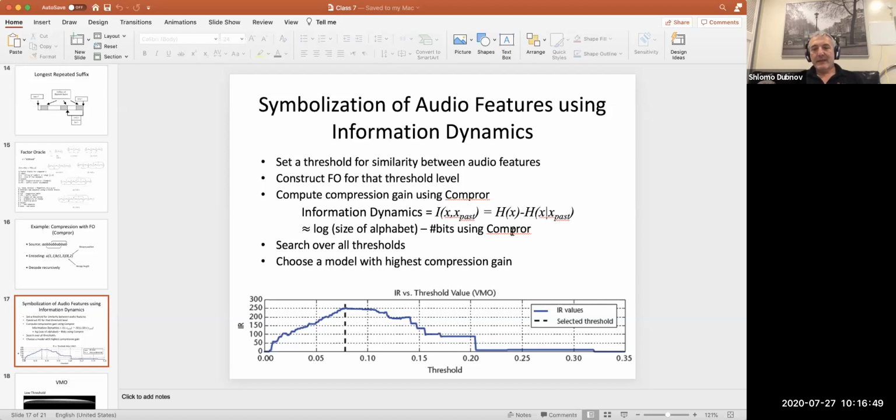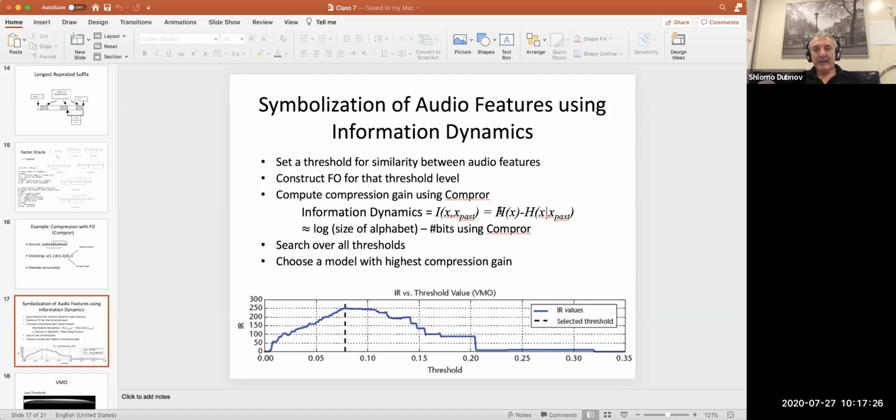I don't know if we call it a cheat, or if it's smart, but this is the idea, the trick. We don't know how to estimate this. We approximate it by considering the size of the alphabet without compression, the log of the size of the alphabet, as our baseline entropy, and the number of bits using a compression algorithm as our estimate of the conditional entropy. And the difference is this information dynamics, sometimes called information rate, which is the information passing from past to the future.